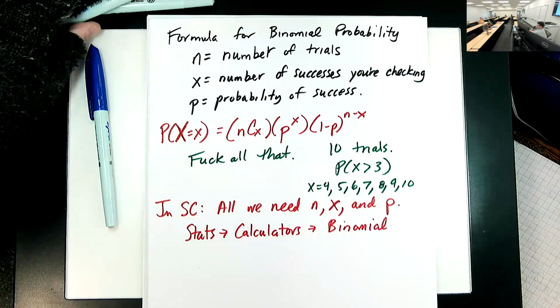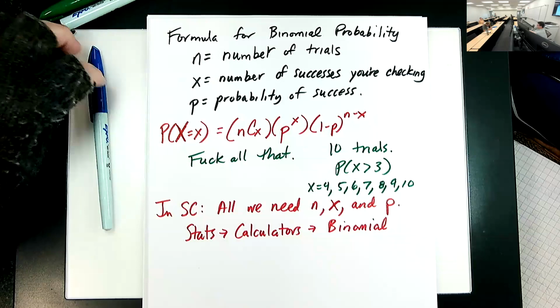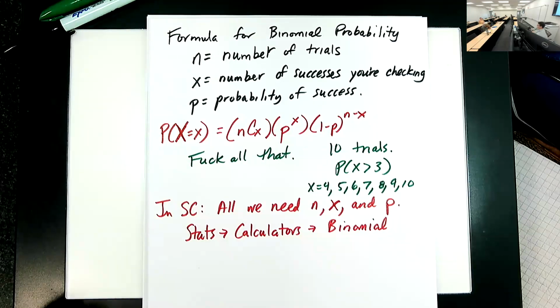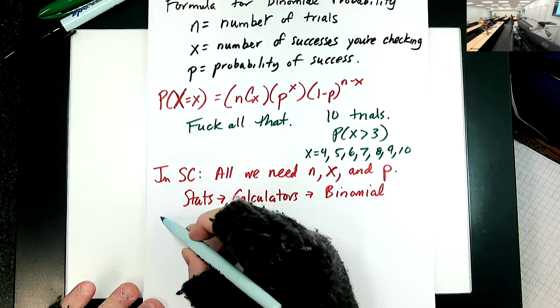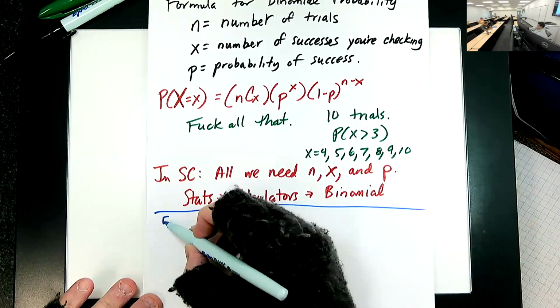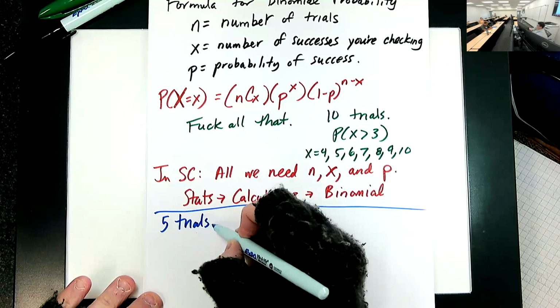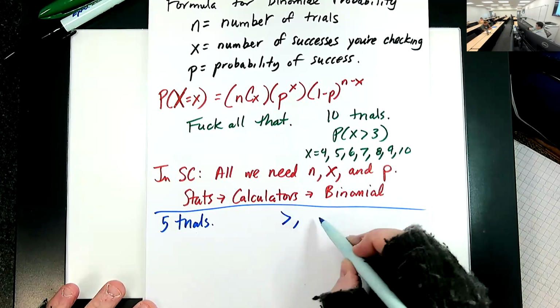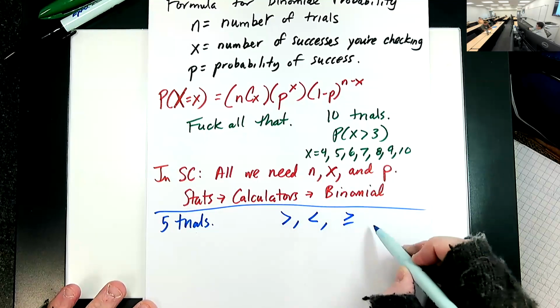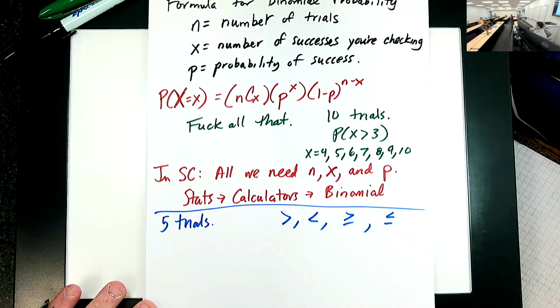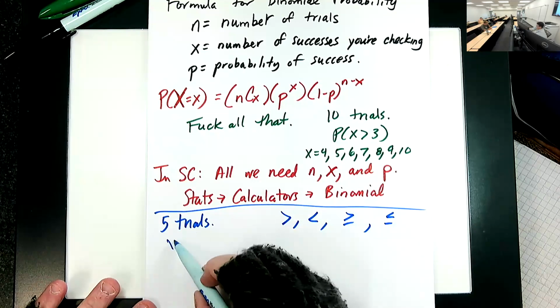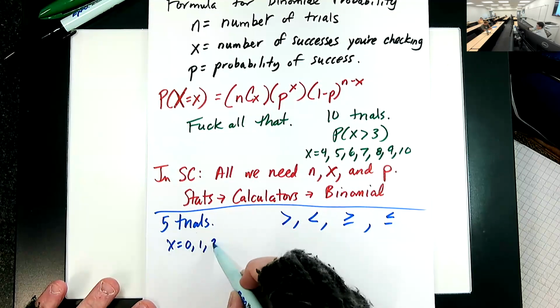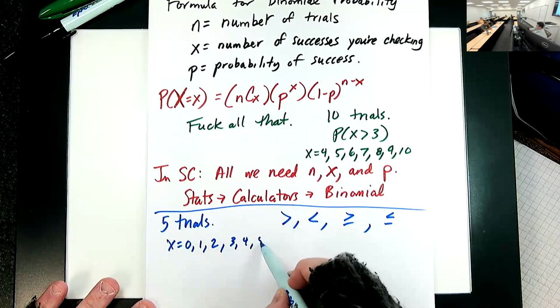I use an inequality symbol here. I don't know that we've gone over inequalities, so let me just run through it real quick. Let's say there's 5 trials. Let's go back to the thing with me and Sarah. 5 trials. We have the inequality symbols greater than, less than, greater than or equal to, or less than or equal to. And we know the number of possible outcomes is 0, 1, 2, 3, 4, and 5.